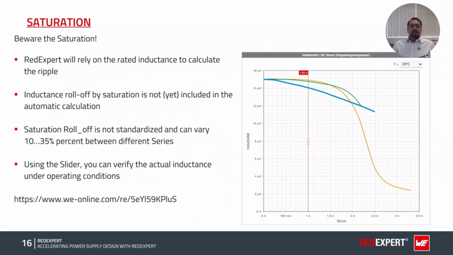As a result, an inductor that appears suitable based on its rated inductance may perform quite differently in real operating conditions. So what we recommend here is to use REDEXPERT, because REDEXPERT provides a slider tool that allows you to manually evaluate the actual inductance at your specific operating point. It is strongly recommended to use this feature to verify performance under DC bias and ensure accurate design validation.